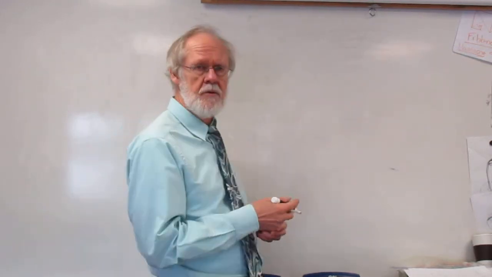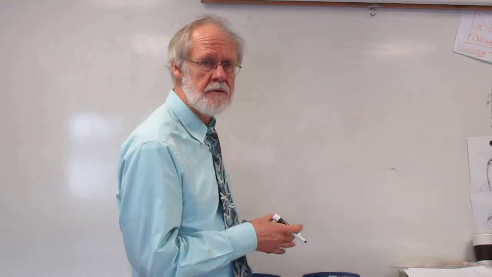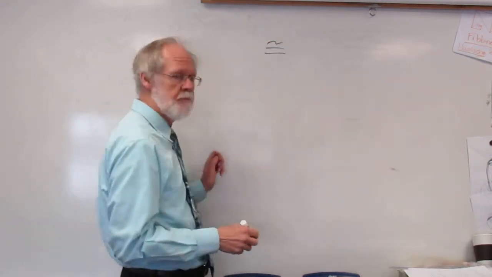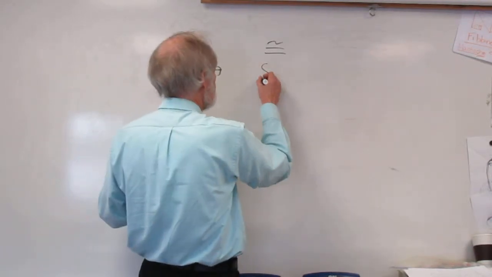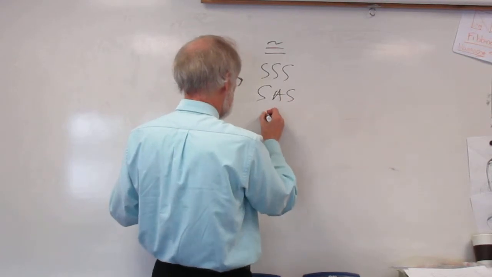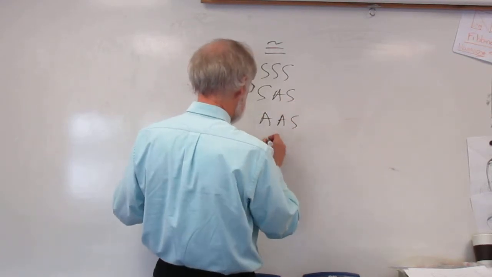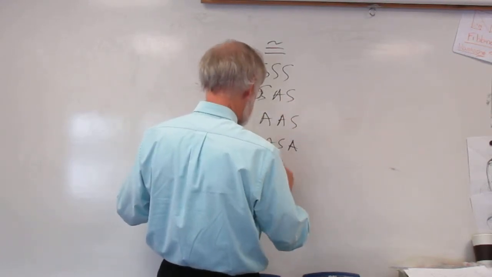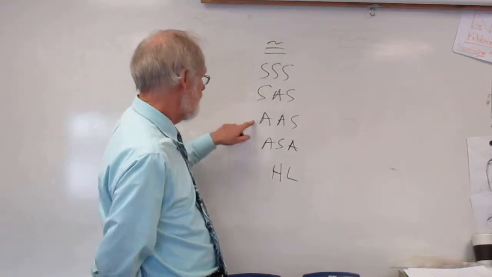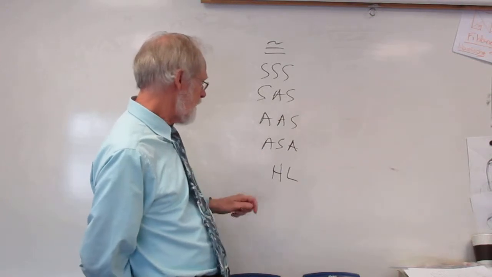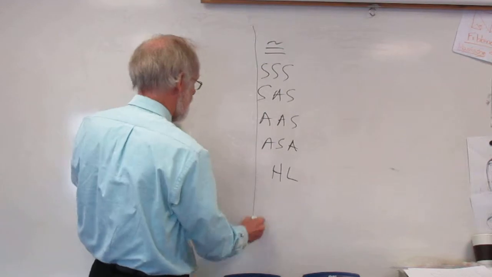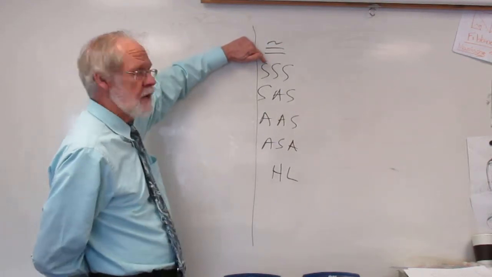Let's go back to earlier in the year when we did triangle congruence in chapter 3. We had 5 different ways of proving triangles congruent. You will probably recall these: SSS, SAS, AAS, ASA, and HL. So that was side, side, side; side, angle, side; angle, angle, side; angle, side, angle; and hypotenuse leg. You will also probably recall that these were congruences.